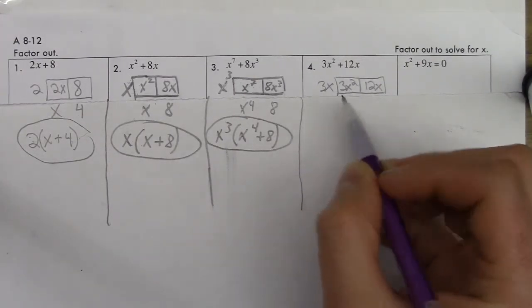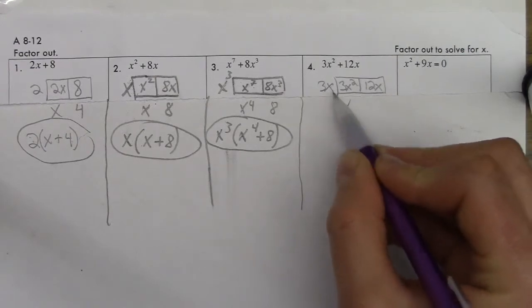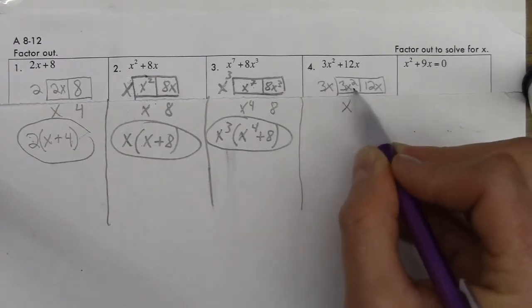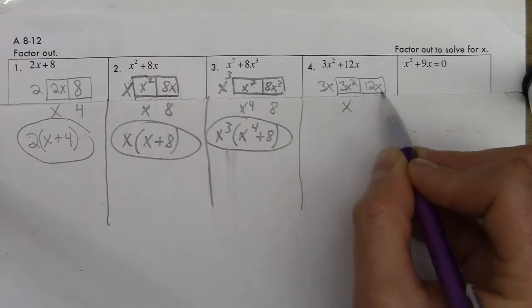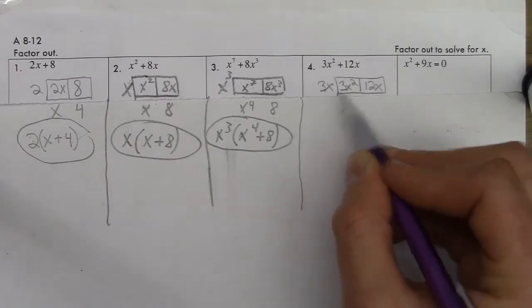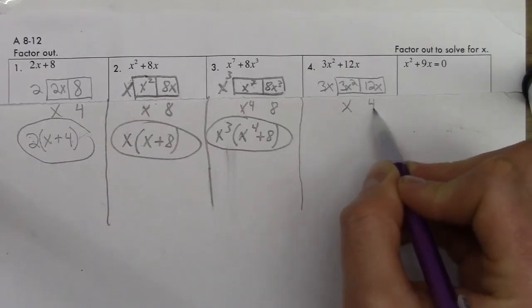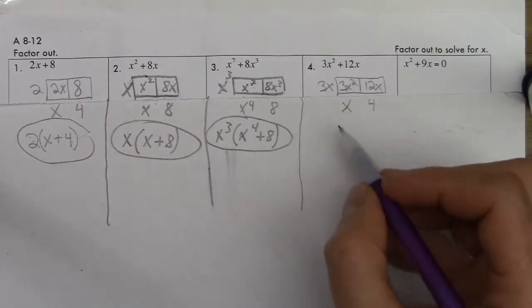We've kind of done that before too. 3x times x is 3x squared. And 3x times something gives me 12x. I already have the x portion, so 3 times 4 gives you the 12.